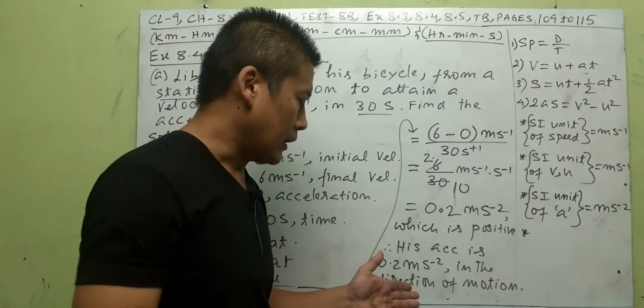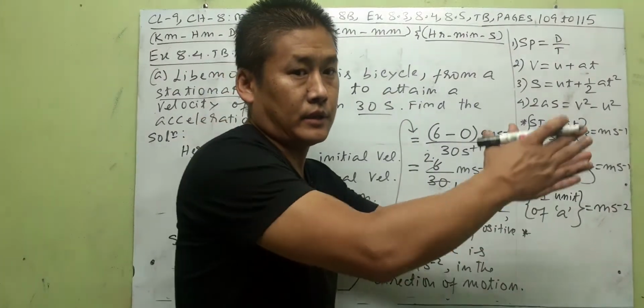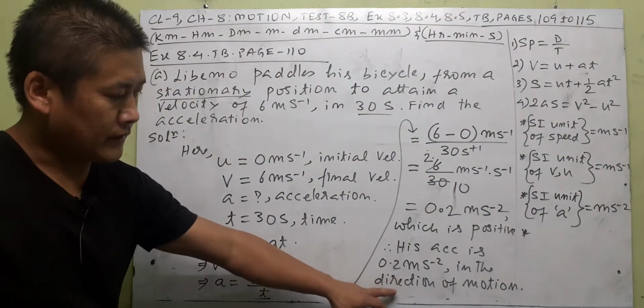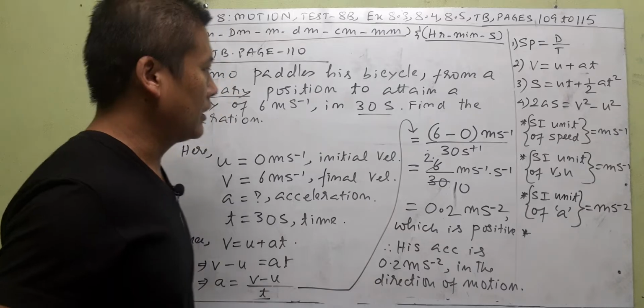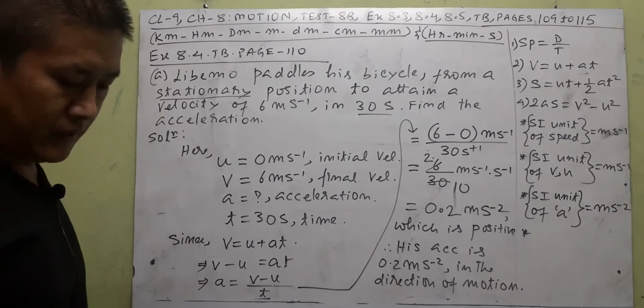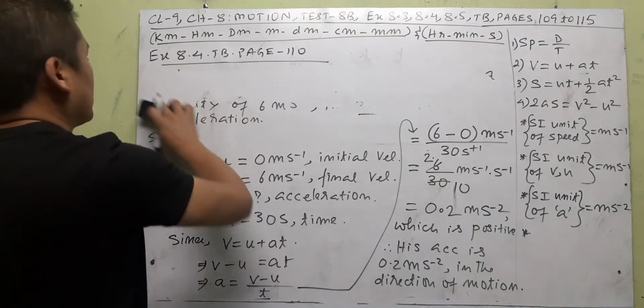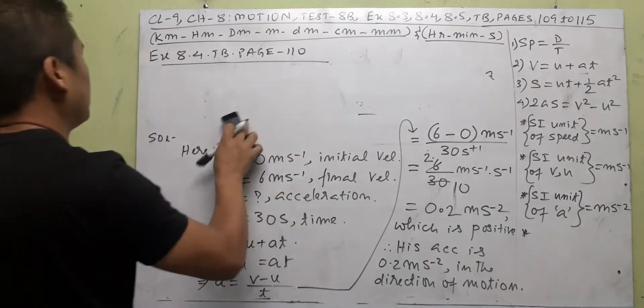Okay, that means, in other words, the speed of the bicycle is increasing. Okay, so that is called positive acceleration or acceleration in the direction of motion. Okay, so this is your answer. Then B, under the same question, sub numerical B. So you write the subheading B.